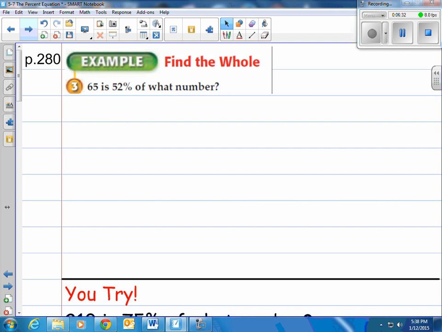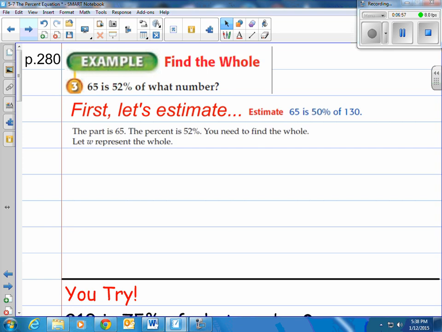All right, how about if we're missing the whole? These look like this: 65 is 52% of what number? Well, first let's estimate it. 65 is 50% of 130. You just have to double that to get 50% of 130. So it should be close to 130.